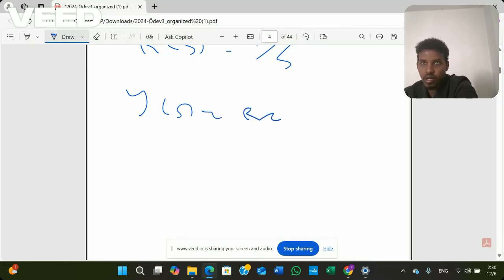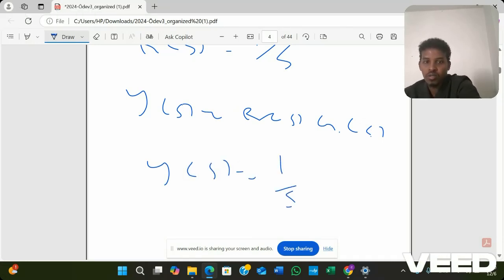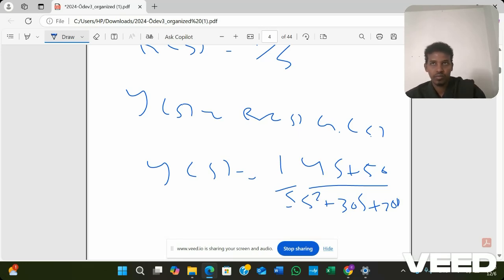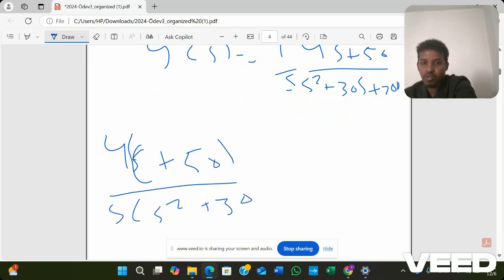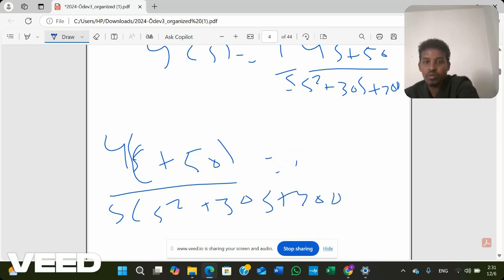Y(s) is equal to R(s) G(s), so Y(s) is equal to 1 over s times (4s + 50) over (s squared + 30s + 200). This is equal to A over s plus B over (s + 10) plus C over (s + 20).